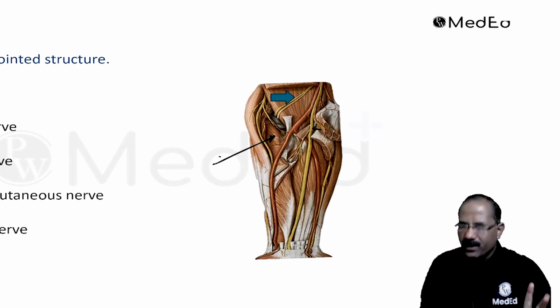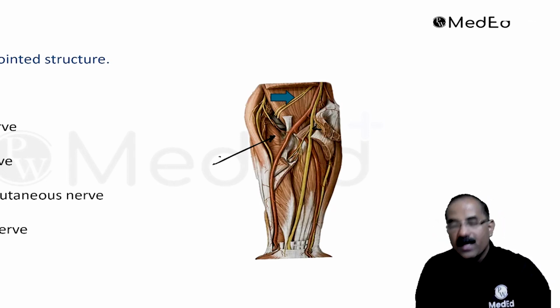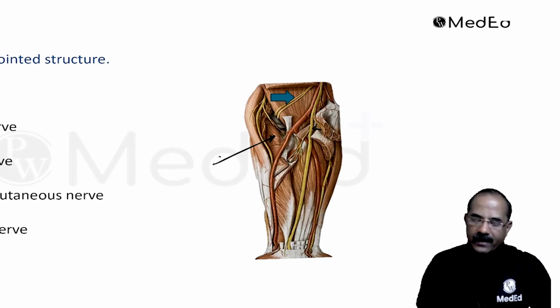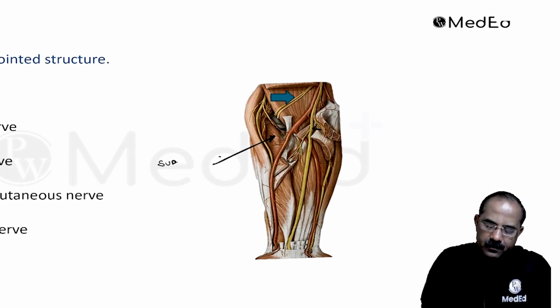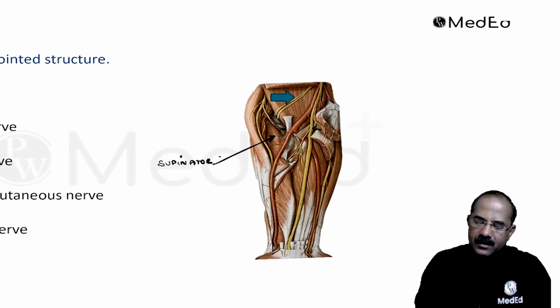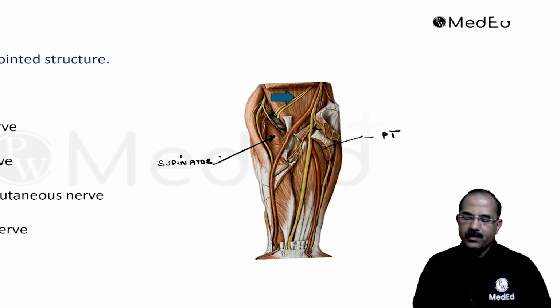Which are the muscles which form the floor of cubital fossa? दो muscle होते हैं. There are two muscles which form the floor of cubital fossa. एक होता है supinator and दूसरा is brachialis. Brachialis and supinator. So supinator is on the lateral side. This is supinator. And brachialis is on the medial side. Brachialis दिखता नहीं है. What is this muscle? That's the pronator teres. This muscle is pronator teres.